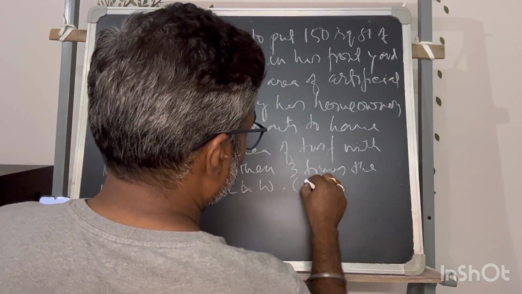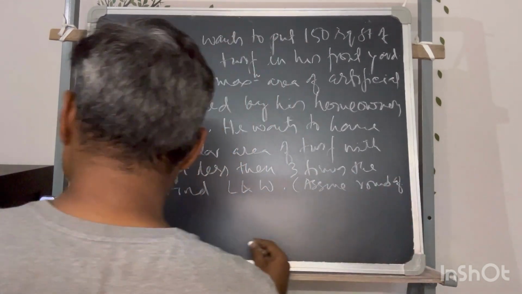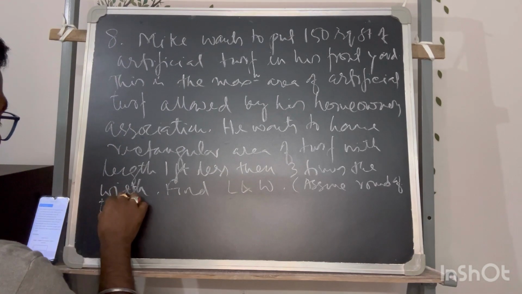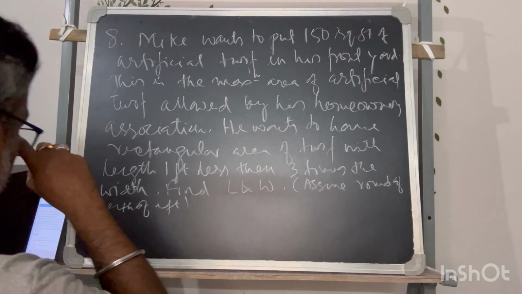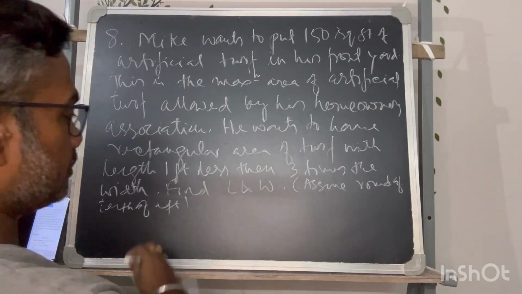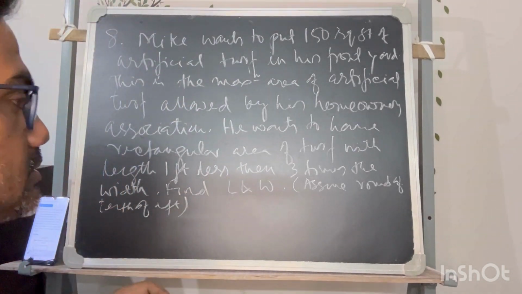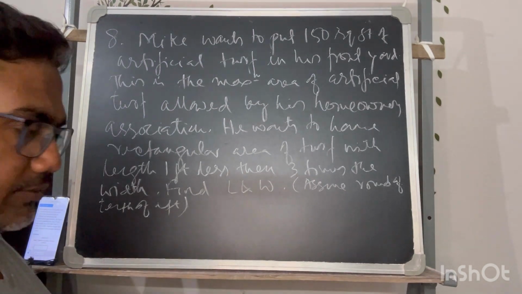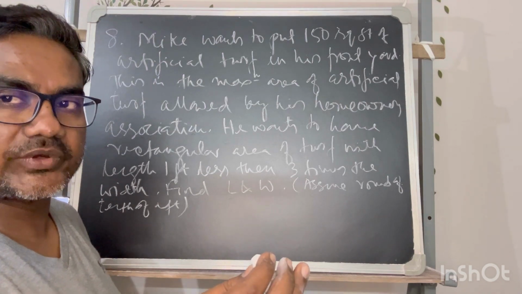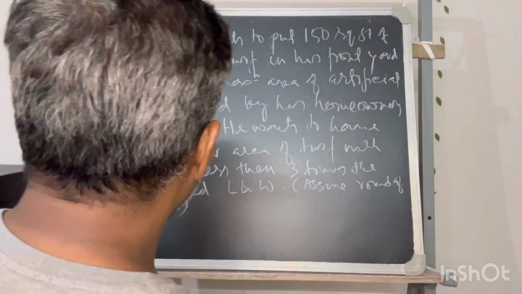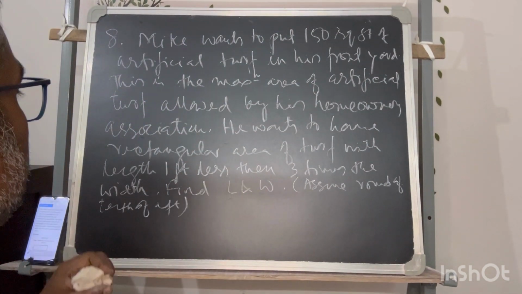Nearest tenth of a foot means you can take it to the nearest tenth. If it is less than 5 after the decimal, you can take the lesser tenth. If it is more than 5, you will take the higher tenth. That will be decided later when it is calculated.